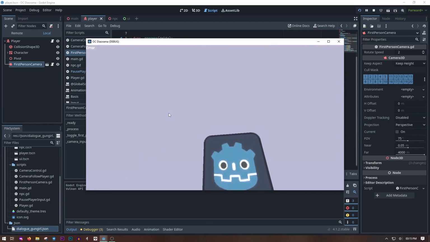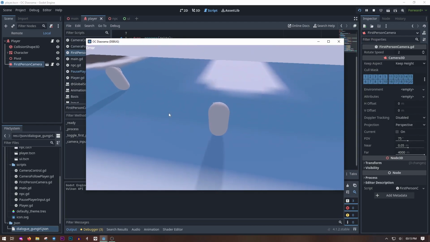Except the first-person camera is not constrained quite so much as this one.